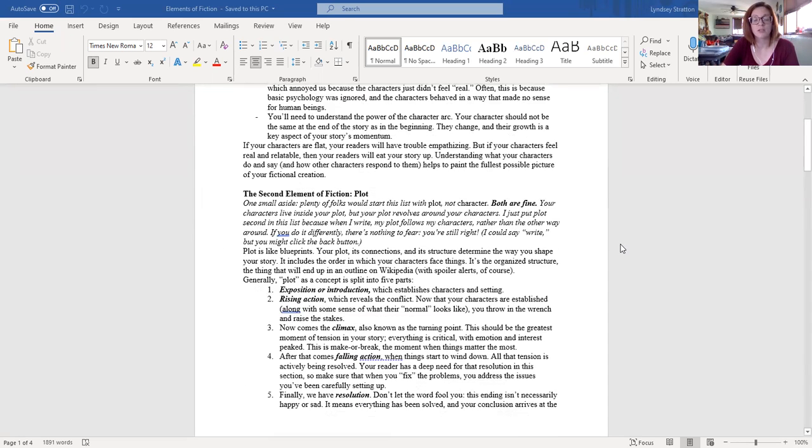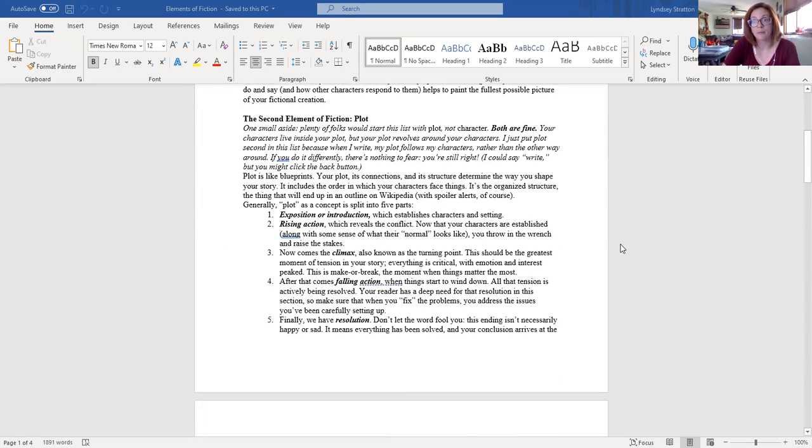Again, that's right there. Okay, so the next one is plot. Obviously, we have to have a plot, or we have no story. As I say right here, you really can't have a plot without having characters. You can have a storyline in your head, but you need to have characters that are going to fill in that storyline for you, which is why characters are kind of higher up than plot in the list of priorities, I guess.